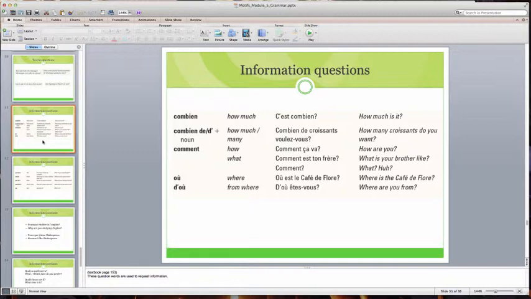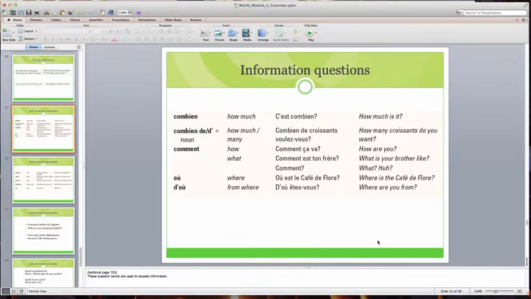To ask where, we use où. But to ask from where someone is coming, we say d'où. Où est le café de Fleur? Where is the café de Fleur? Or d'où êtes-vous? Where are you from?